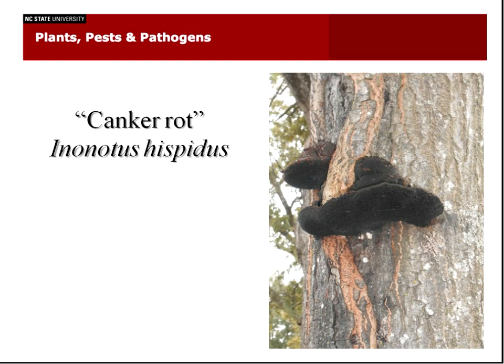Another interesting thing about this, other than that it's a wood decay fungus that causes disease and canker, is that this is one of the fungi that can be used for dyeing wool or silk. And it'll give you different shades depending on what mordant is used. So for those artisans out there at the Village of Yesteryear, here's something to think about.